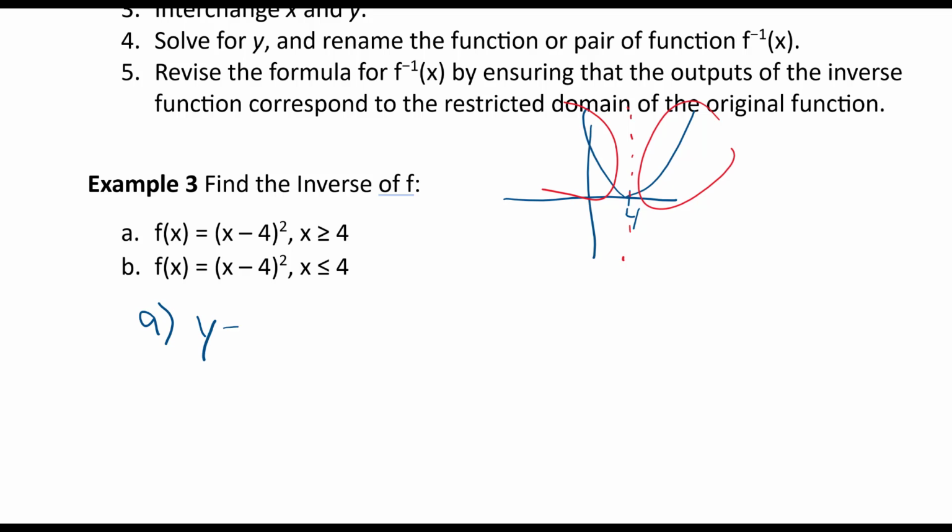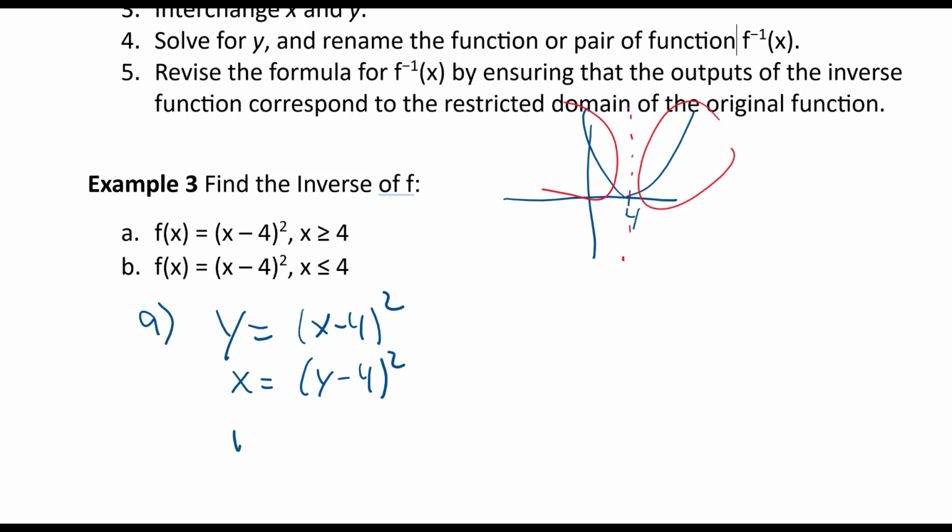Okay, so start with A. So we'll say y equals x minus 4 squared, and the square root of y is plus or minus. Oh, I forgot to swap them. Oops. Let me do that. Sorry about that. Okay, there we go. Start over again. So we'll say y equals x minus 4 squared. So we swap: x equals y minus 4 squared. We're trying to solve for y.